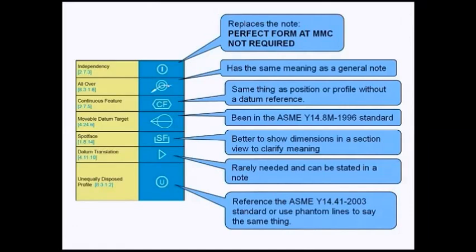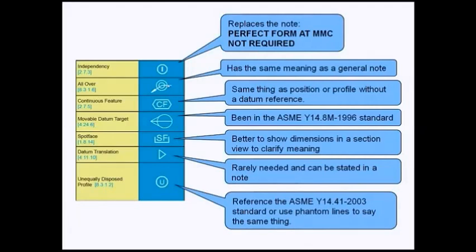Spot face. It's better to show the dimensions for the spot face so everybody's really clear on what you mean, because the subtle difference between spot face and counterbore can cause lawsuits. Datum translation symbol is one that's rarely needed, and you can handle it with a note very similar to the movable target symbol. And the U in a circle is something that first came out in 2003 in the Y14.41 standard.